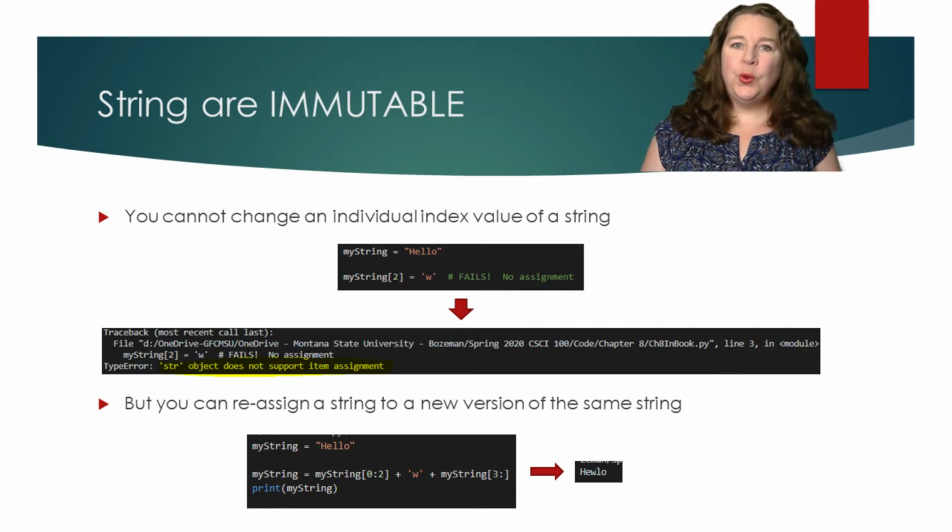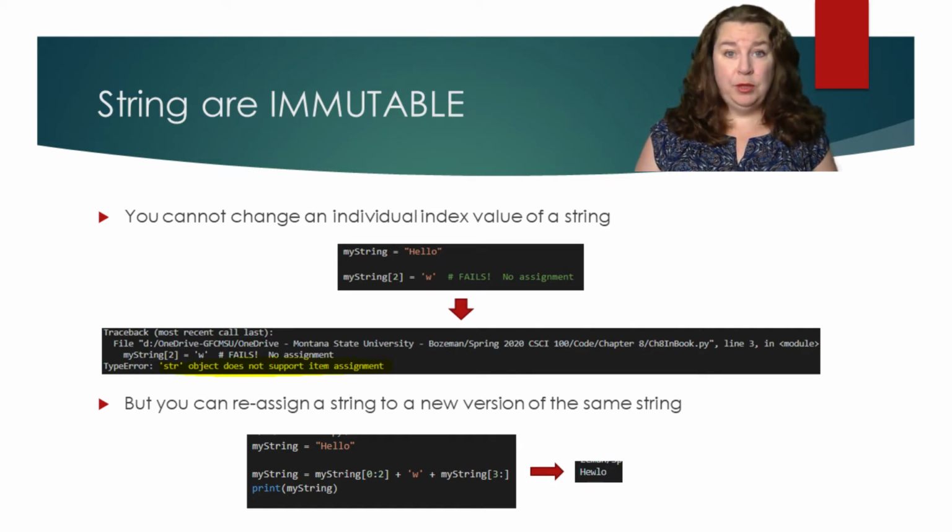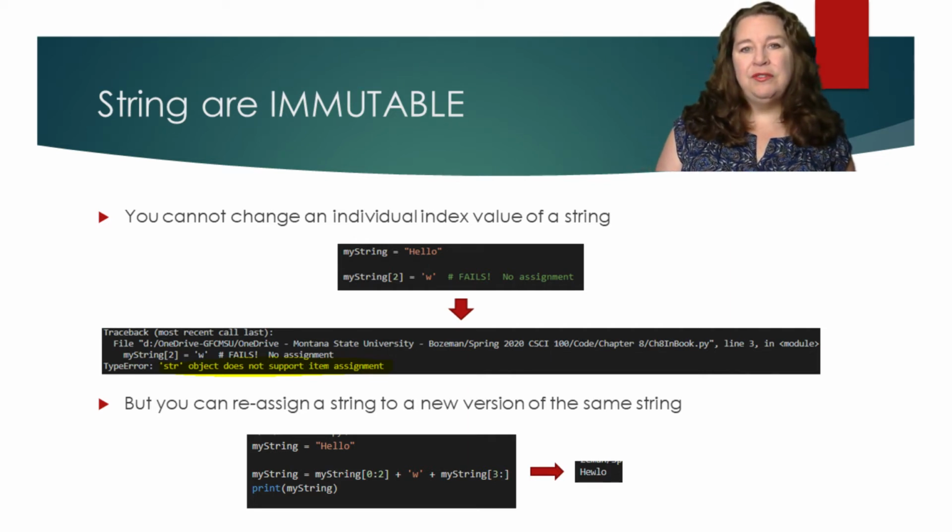An important thing to remember with strings: strings by nature are immutable. Remember we talked about mutable versus immutable? Strings are immutable. You cannot change them. You cannot edit individual items from inside of your string directly. So if I had my string being hello, and I wanted to change that second index from an L to a W, it will not allow me to do that. You're going to get a 'string object does not support item assignment' error. You cannot assign individual indices of a string because strings are immutable.